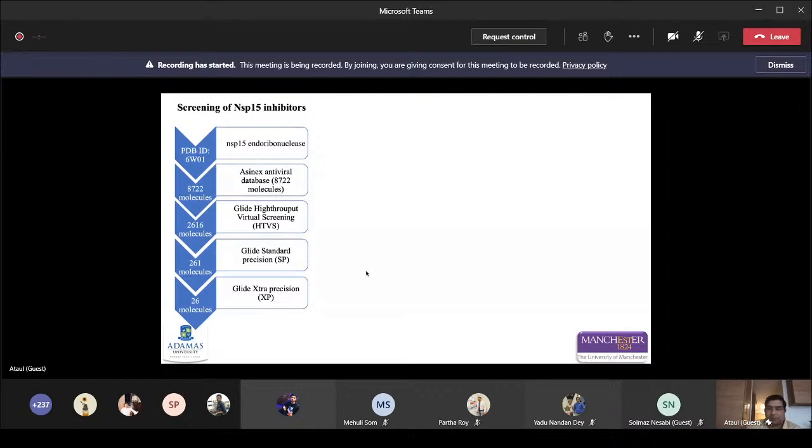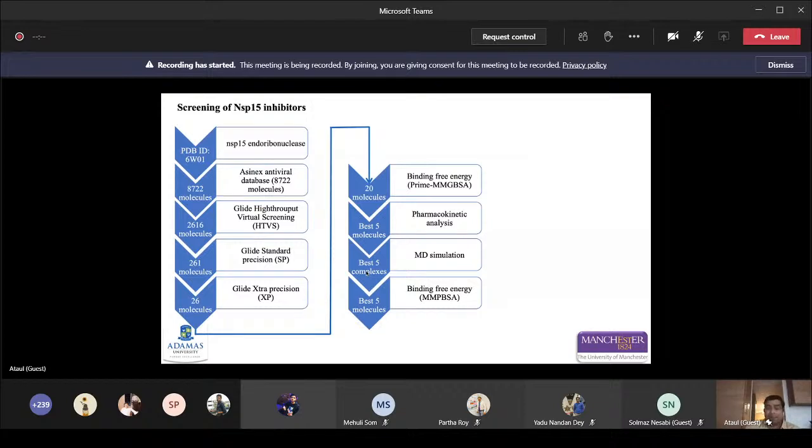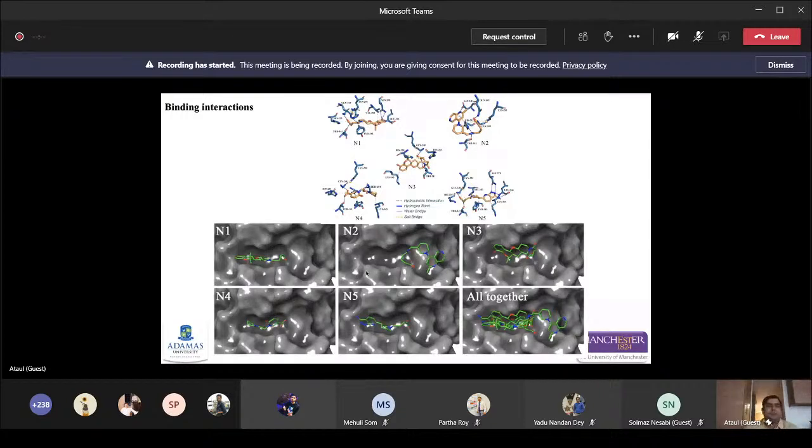So after Glide extra precision, we got 26 molecules from the beginning, and then we went for the binding free energy estimation using the MM-GBSA approach. We considered 20 molecules, and then we went for the in silico pharmacokinetic analysis, and we found 5 molecules that satisfy most of the pharmacokinetic analysis. Then we went for the molecular dynamics simulation, and finally the binding free energy analysis from the MD simulation trajectory. So these are the 5 molecules we found important for NSP15 of SARS-CoV-2. Then we checked the binding interactions between these ligands and different amino acids of the NSP15.